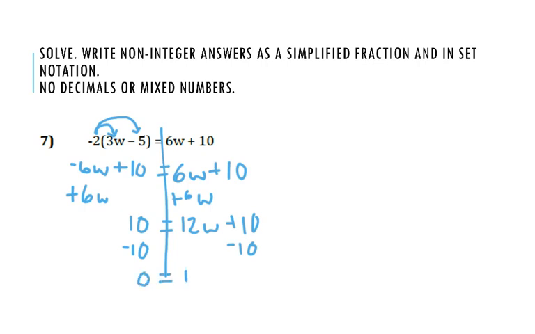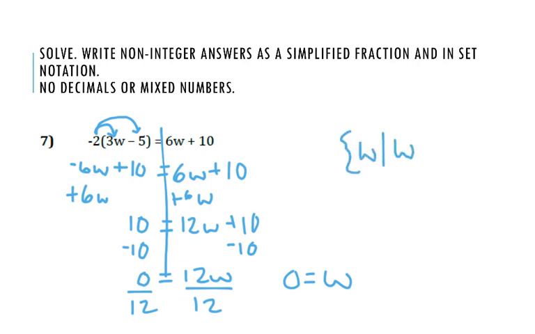which results in 0 equals 12w's. And now we want to do the opposite of multiplying w by 12 and divide by 12, which results in 0 equals w. Now to put this in set notation, we say the set w such that w equals 0.